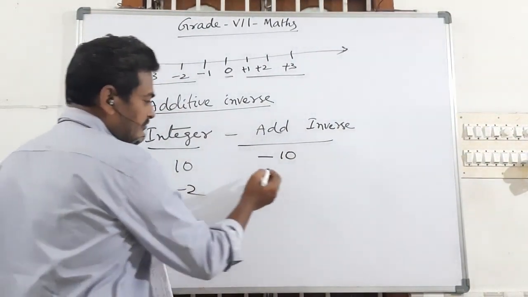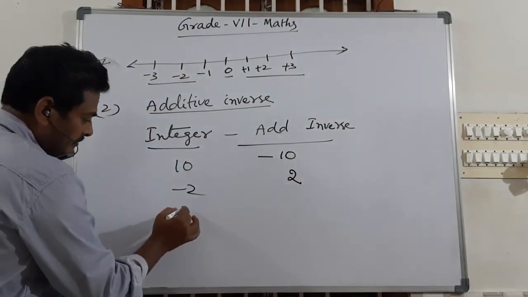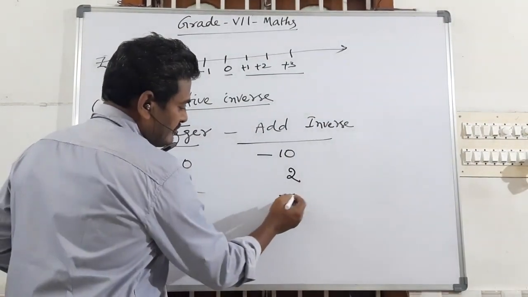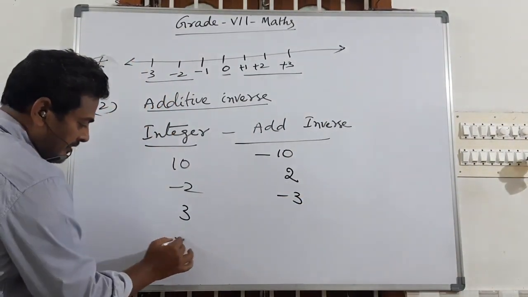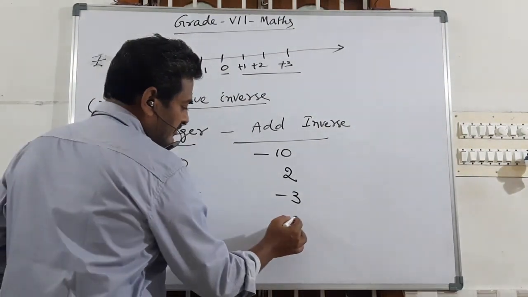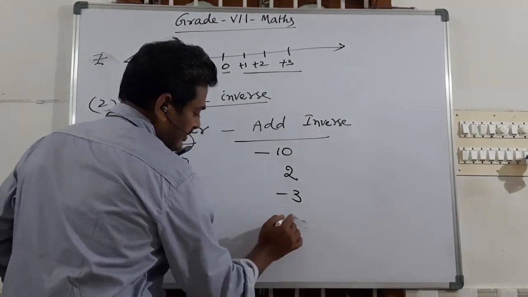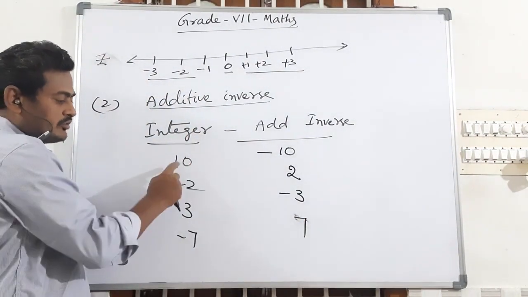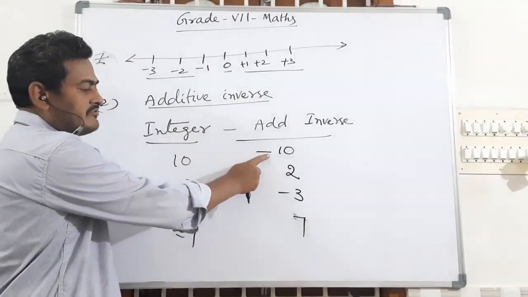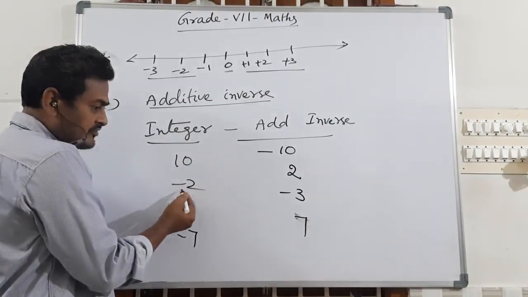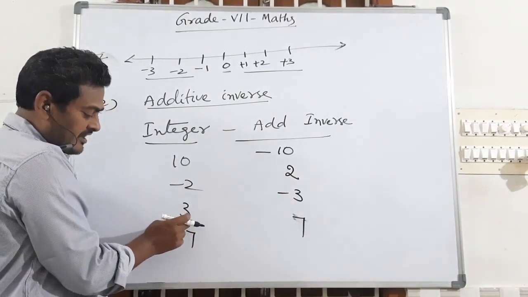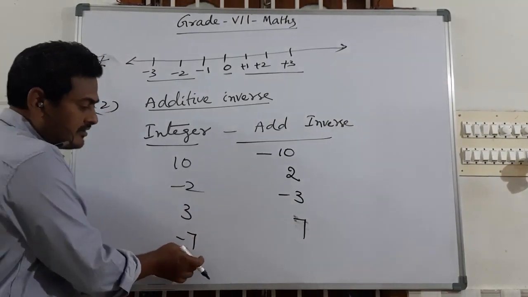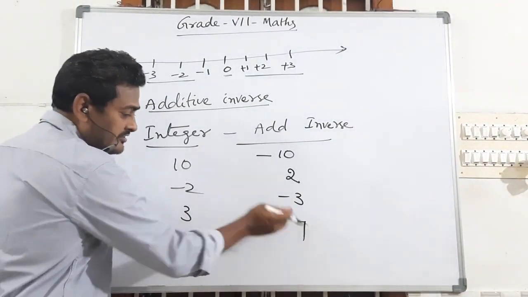For 2, the additive inverse is minus 2. Then 3, an integer, its additive inverse is minus 3. For minus 7, the additive inverse is 7. So, the opposite symbol. For integer 10, the additive inverse is minus 10. For 3, the additive inverse is minus 3. For minus 7, the additive inverse is 7.